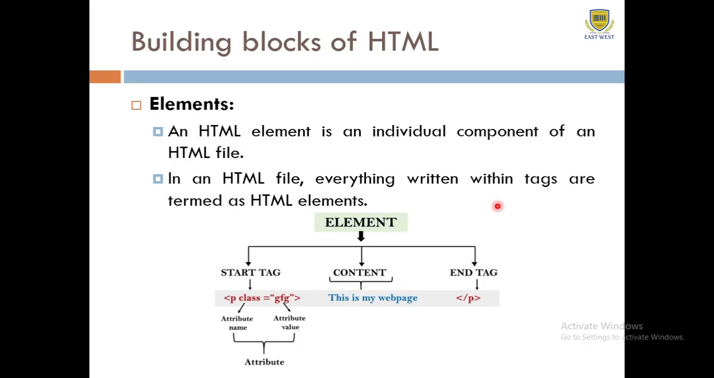So whatever we write within the tags, all of these are called HTML elements. Here you can see a hierarchical diagram. An element includes everything: the start tag, the end tag, and the content. Every bit of what we write within the document, from the start tag till the end tag, everything is an element. Within the start tag, we have attributes, each having its own name and value. Next is the content, and lastly the end tag.